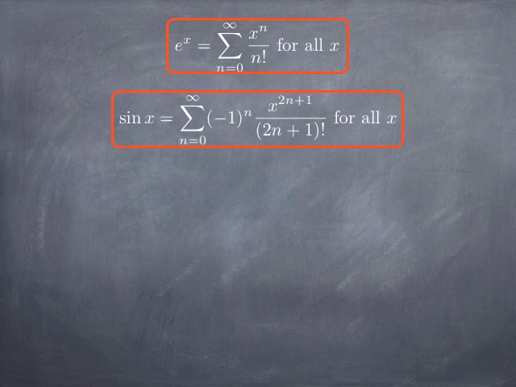Similarly, we've established that sine x can also be seen as the sum of a power series centered at 0 for all x, and this power series is a series from 0 to infinity of -1 to the n x to the 2n plus 1 over 2n plus 1 factorial. So you only have the powers of x that are odd powers.